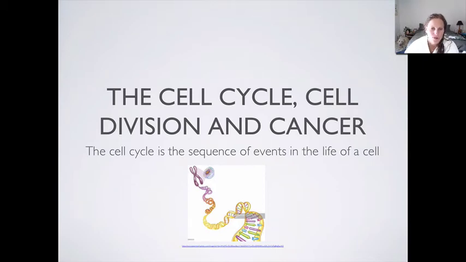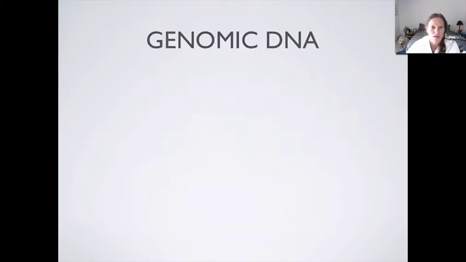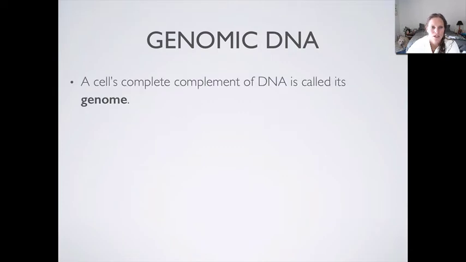So I want to introduce the cell cycle, which is essentially the sequence of events in the life of a cell. All cells have a life cycle, and the cell cycle defines the sequence of events during the life of the cell. Before we can talk about the cell cycle, though, I need to give a couple terms to us. We're going to use these terms.